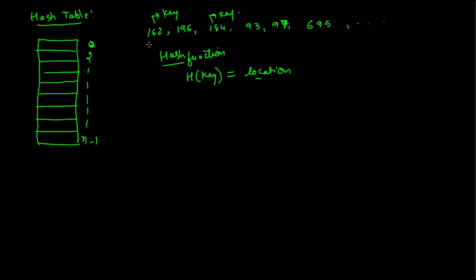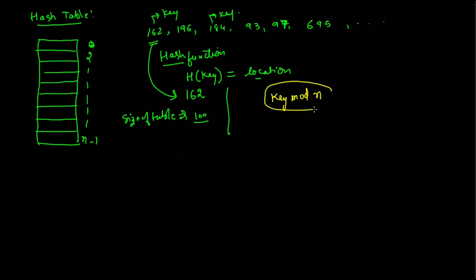For example, here assume that we are having this number which is 162, and let us assume that the size of the table is actually 100. That is, there are 100 index locations. That is, the index locations are 0 to 99, which is in total 100 index locations, right? So a simple hash function can look something like this. Simple hash function, you can say that it is key mod n, and this key mod n is going to return us some number, and that number will be the location where this data will be stored.